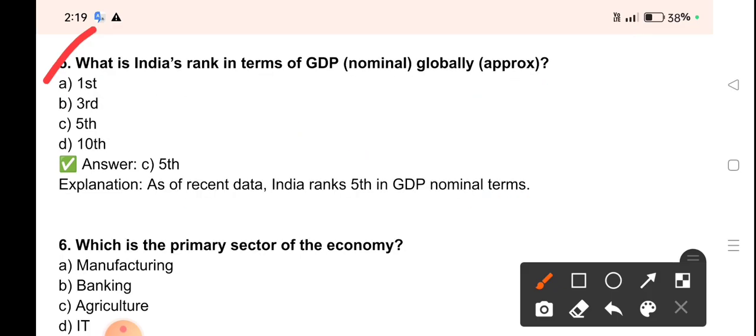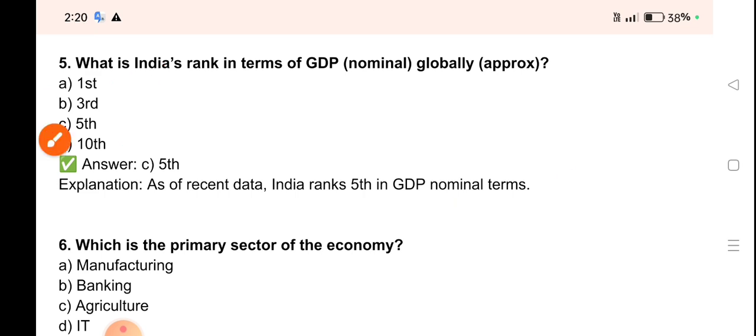What is India's rank in terms of GDP, nominal, globally, approx.? 1st, 3rd, 5th, 10th. 5th. 5th is India's rank in terms of nominal GDP globally, approximately. As of recent data, India ranks 5th in nominal GDP terms.